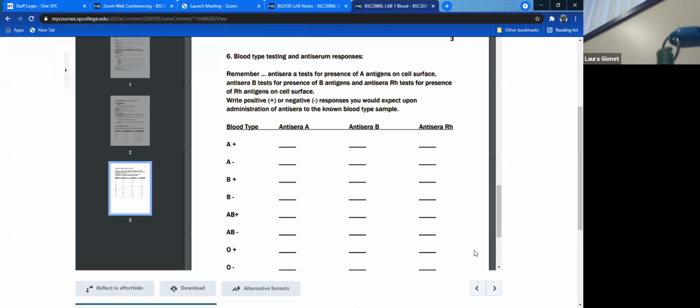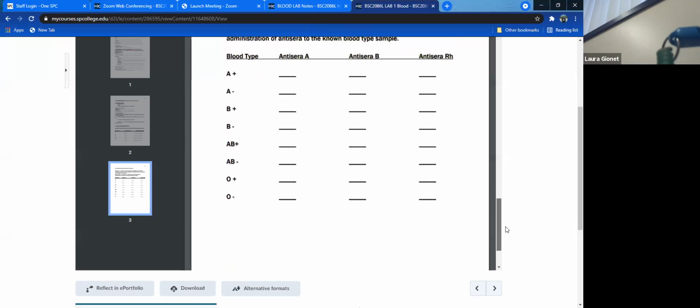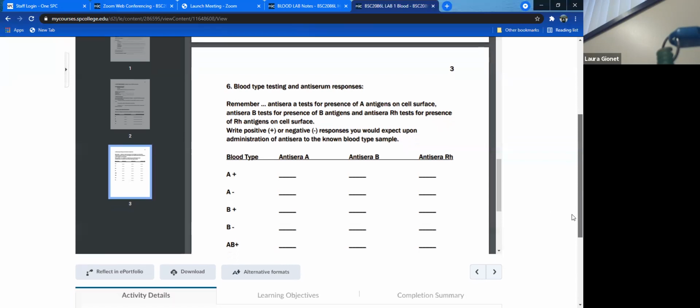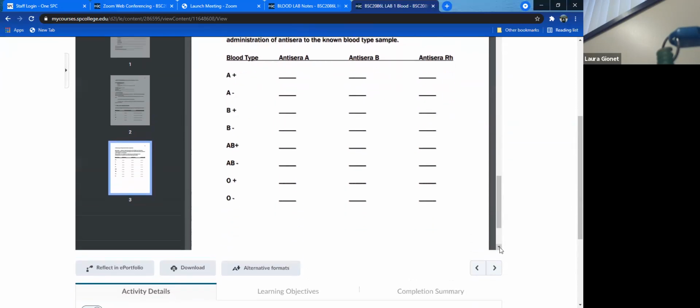Upon administration of anti-sera A, you see no agglutination. Upon administration of anti-sera B, you see a positive reaction or agglutination. And with the RH anti-sera, you see a negative reaction. There's no agglutination. What's the blood type? It's B negative. So by filling this out, you will have a better understanding of what would be happening when you're actually testing blood. And therefore, a couple of the videos that are up there are going to be helpful for this.